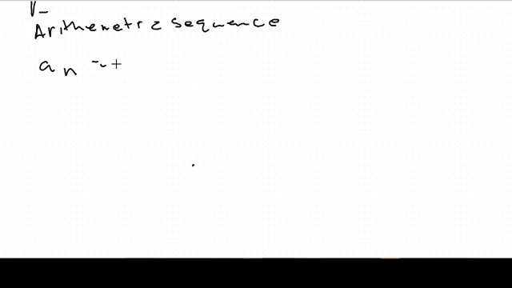a_n is equal to a_1 plus (n minus 1) times d. Okay, so you can flip over now. I've seen that formula.